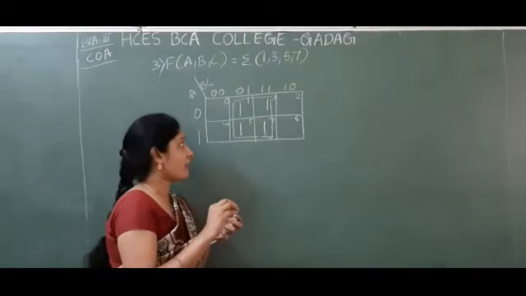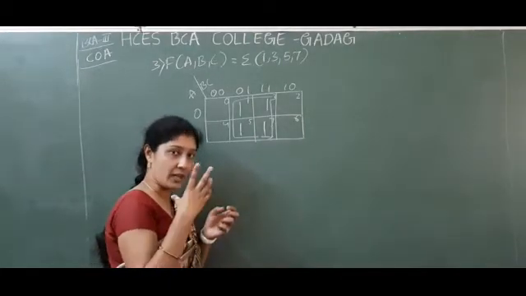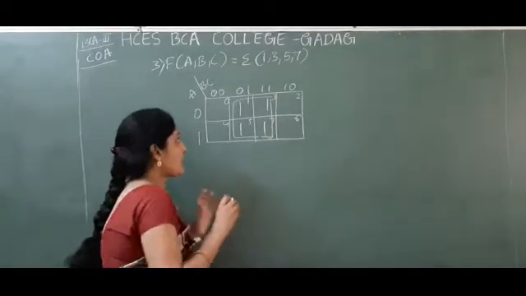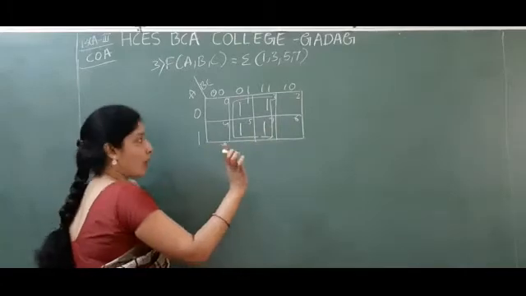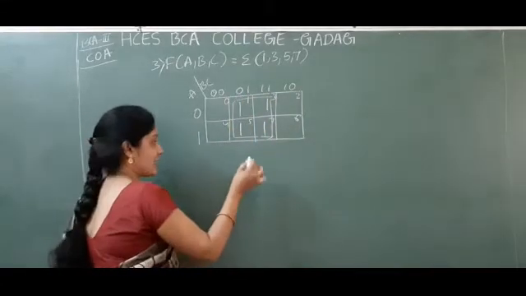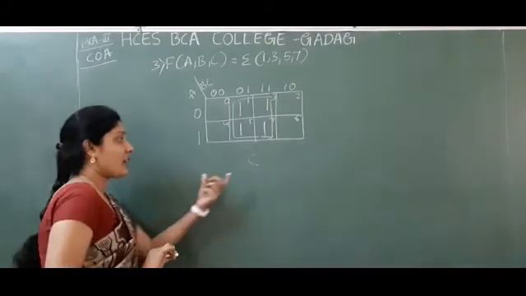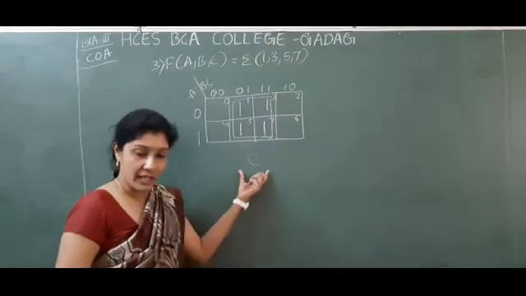Therefore, instead of making 2 pairs, we can make 1 quad, which is more simple. So let us make 1 quad. Here nothing is common, and here this one is common. One is nothing but C. See, we got a very simple expression, that is C. Okay. Next.